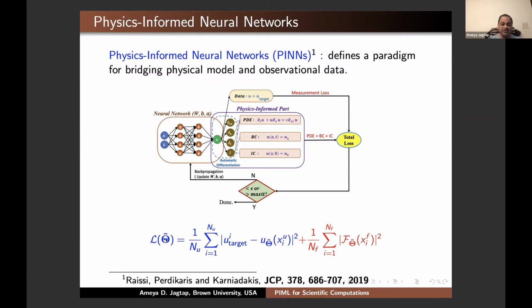So when you minimize this loss function, basically this is a surrogate model, and you recover the actual solution of the governing PDE. One more thing: it not only satisfies the governing PDE, but it also satisfies the boundary condition and the initial condition, of course, for an initial boundary value problem.